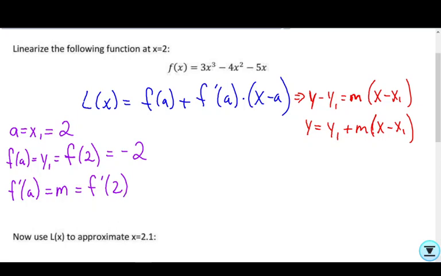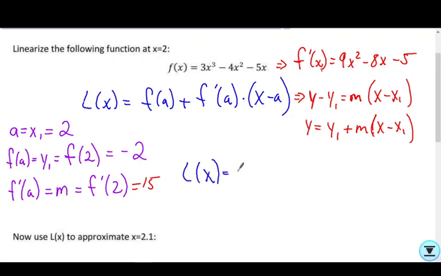So we find f prime at 2. Come over here, we find the derivative. So f prime of x is 9x squared minus 8x minus 5. We use this to find the slope, and when we plug in 2, we get 15. Which means our linearization equation, L of x, equals negative 2 plus 15 times x minus 2. That is my linearization equation.